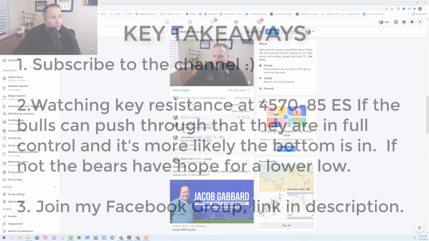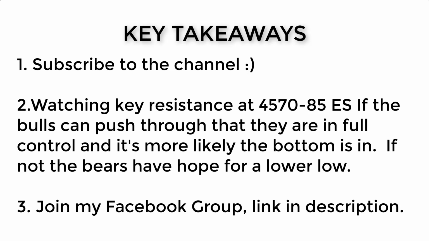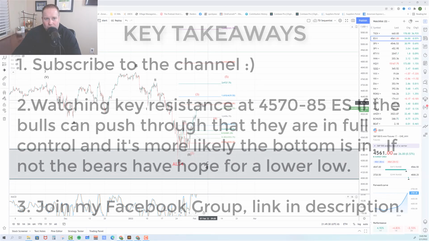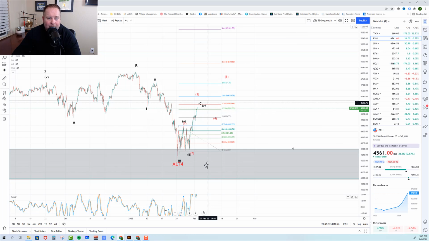Okay, so key takeaways for today. We are watching to see if the bulls can continue this march higher. 45.85, this 1.382, is kind of the line in the sand for the bears. Push through that and the bulls are ready to go, and we should be looking higher at that point. Of course, that doesn't make it impossible that we can go lower. It just makes it much less probable.